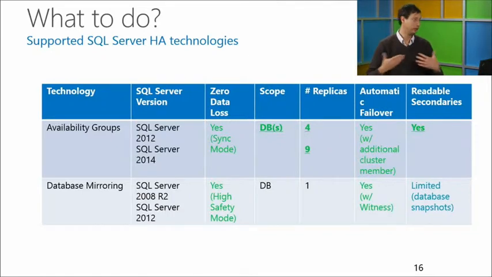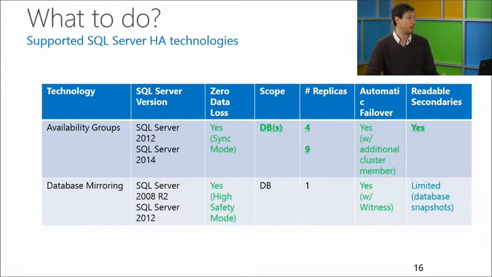You can achieve, obviously, zero data loss. We ensure that if there is an automatic failover, the new primary contains all the data that we had before in the secondary. You can have many databases in the scope of an availability group. So if you have an application that takes a dependency, for example, on 3 databases, you can put those 3 databases in the same availability group, and the availability group will fail over all of those databases together.